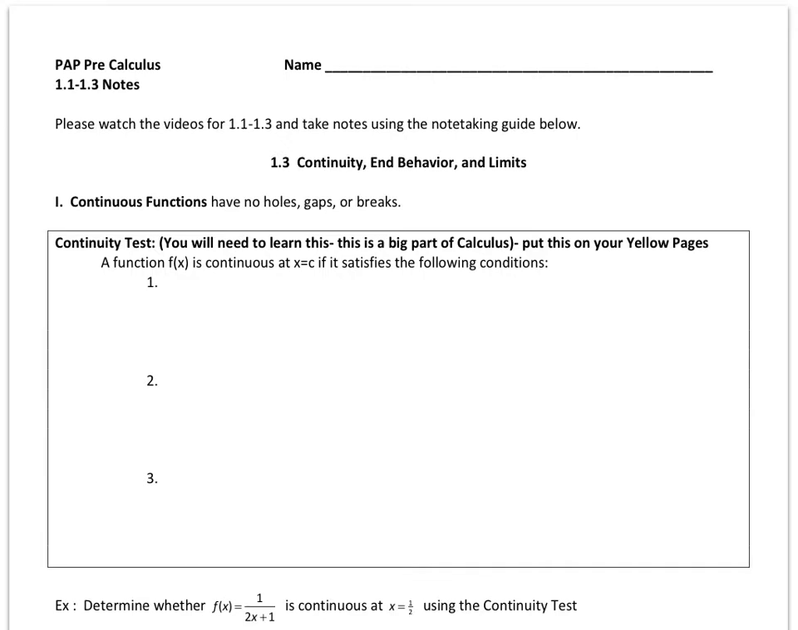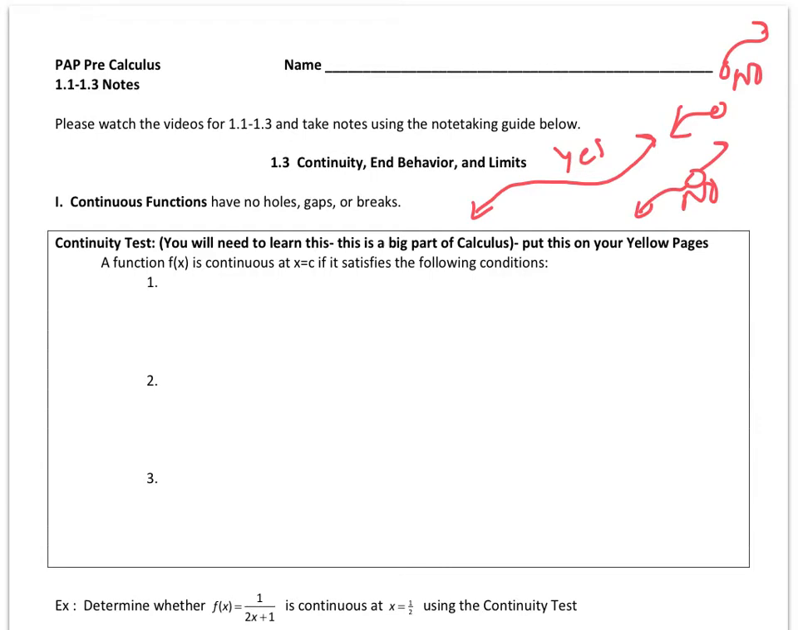So think of it like this. As long as you can put a pencil on your graph and go from one end to the other without picking it up, that's continuous. If you have any breaks in there, this is not continuous. Or if you have two pieces, that is not continuous. So it basically needs to put your pen or pencil on one end and go to the other without picking it up.